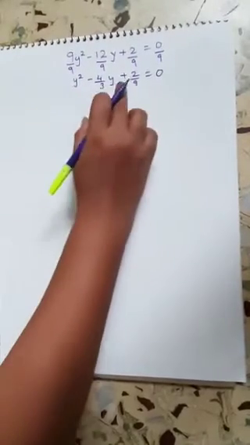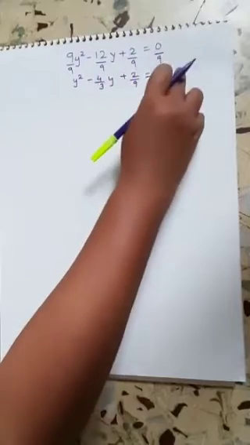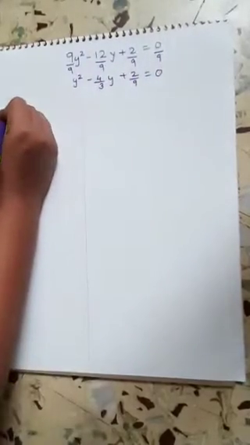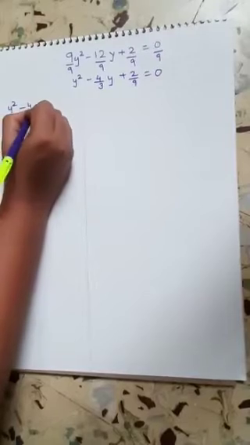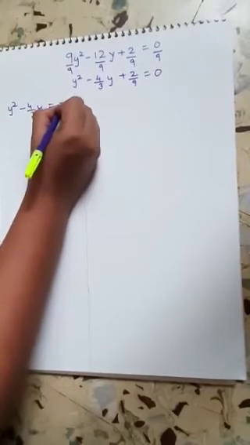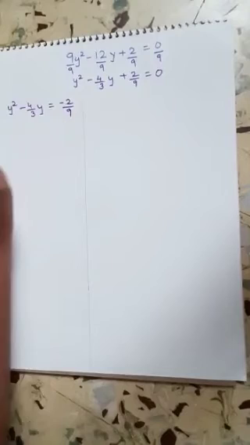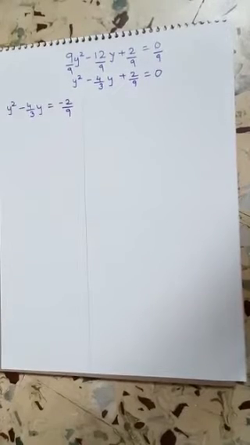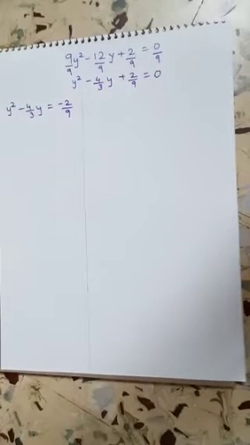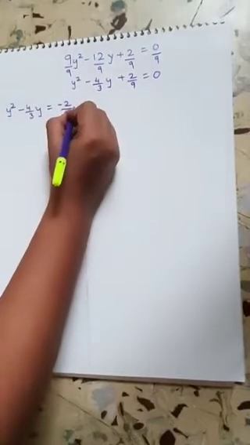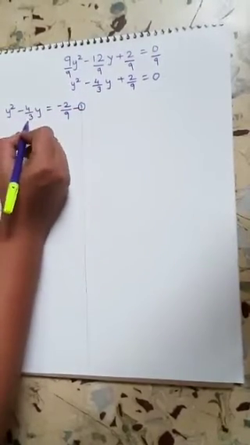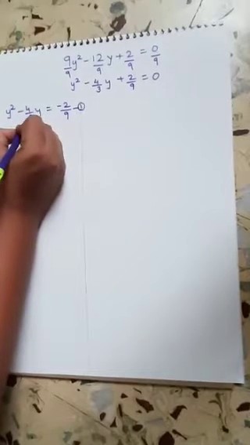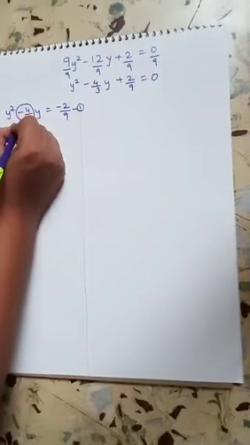So the next step is shift this constant to the right side. So I'm going to shift it, y square minus 4 upon 3 y is equal to negative 2 upon 9. Okay. Next step is take the half of b and square it. First of all, mark this as equation 1 because you're going to use it. So take the half of b. Now your b is minus 4 upon 3.